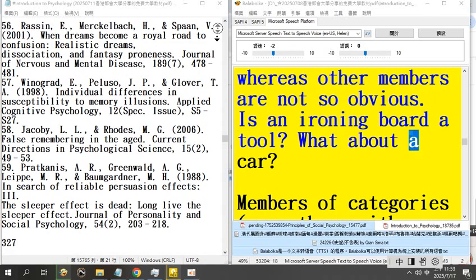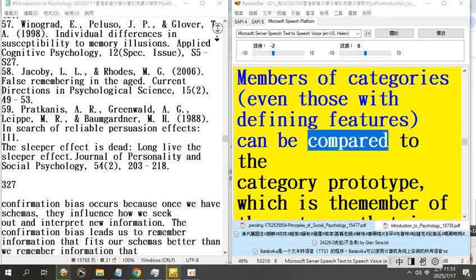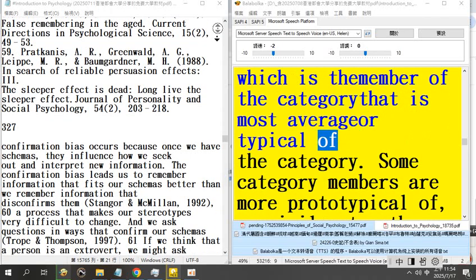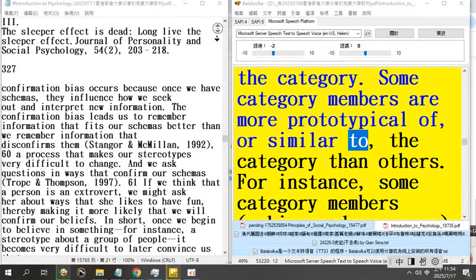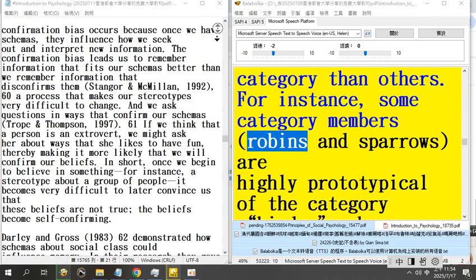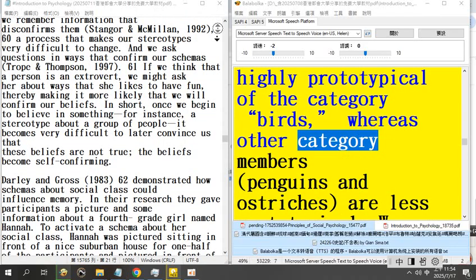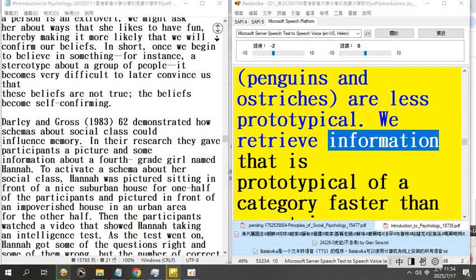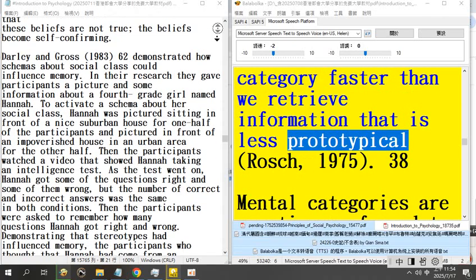Is an ironing board a tool? What about a car? Members of categories, even those with defining features, can be compared to the category prototype, which is the member of the category that is most average or typical of the category. Some category members are more prototypical of, or similar to, the category than others. For instance, some category members, robins and sparrows, are highly prototypical of the category birds, whereas other category members, penguins and ostriches, are less prototypical. We retrieve information that is prototypical of a category faster than we retrieve information that is less prototypical. Rosch, 1975.